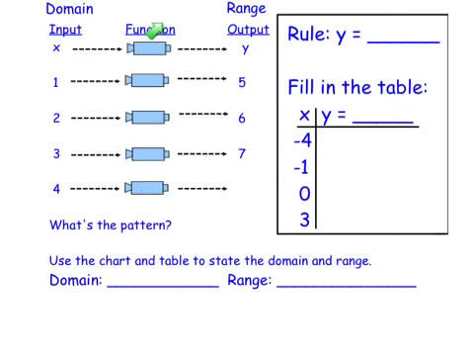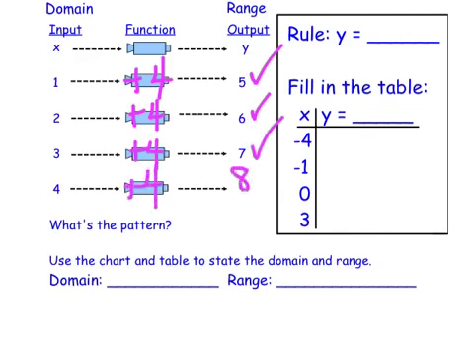Can you guys figure out the pattern? You are adding by what? By 4. So 1 plus 4 gives me 5. 2 plus 4 gives me 6. 3 plus 4 gives me 7. And 4 plus 4 gives me 8. So I want to see if you guys, you smarty pants you, can go ahead and fill in the rule. Well, we can do the rule together, okay? So y equals what? It equals x plus what? Plus 4. Okay, so there's the rule.